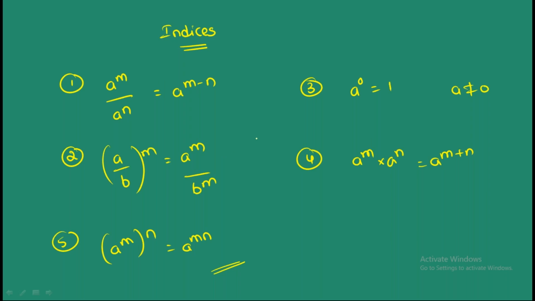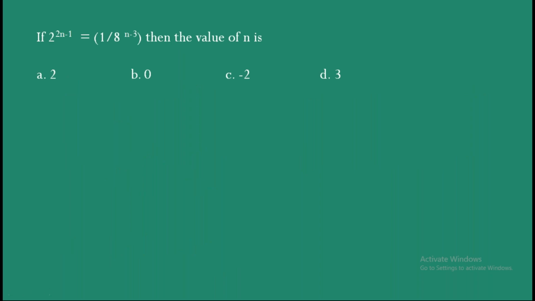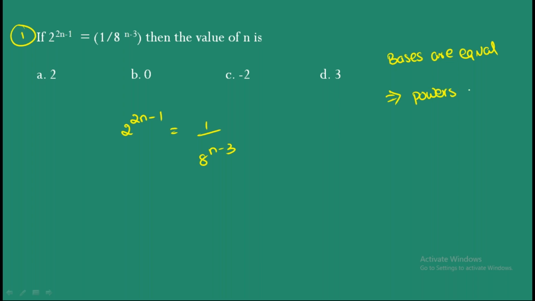Let's go ahead with the problems directly, my dear friends. This is a very simple topic. So this first question: 2 power 2n minus 1 is equal to 1 by 8 power n minus 3. You have to find the value of n. If bases are equal, then we can say powers are equal, right? Here one is 2 power, the other one is 8 power. 8 can be written as 2 cube.